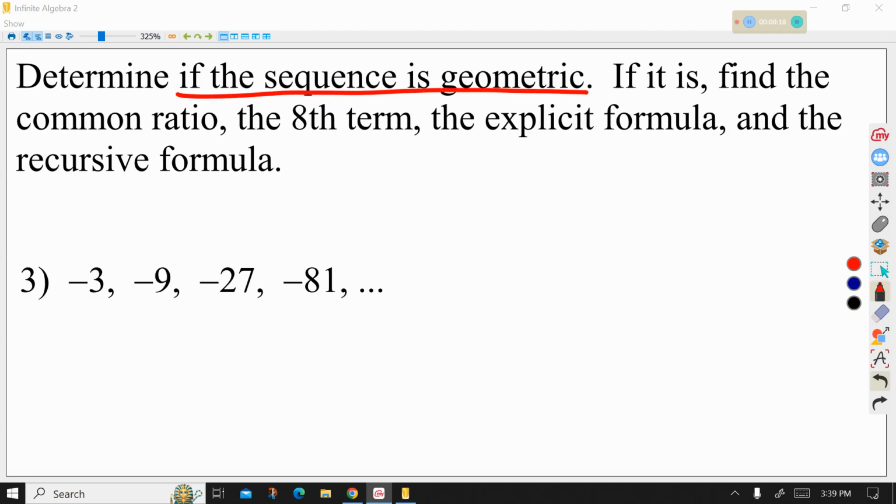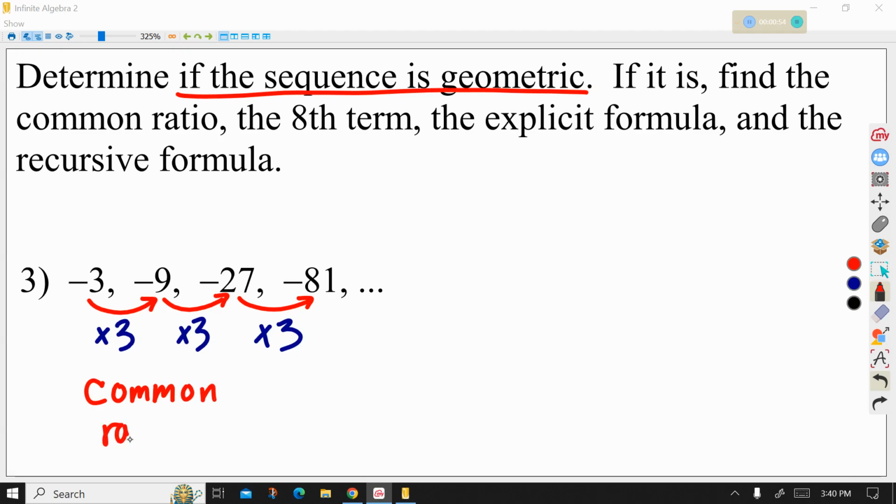Okay, so we should understand that in a geometric sequence we need to have a common ratio. And that common ratio is going to be discovered a couple different ways. I hope you guys have the instincts to be able to look at this and see, okay, 3 times negative 3 times positive 3 makes negative 9, and negative 9 times positive 3 makes negative 27, and negative 27 times positive 3 makes negative 81. Okay, so this value is our common ratio. So our common ratio is 3.